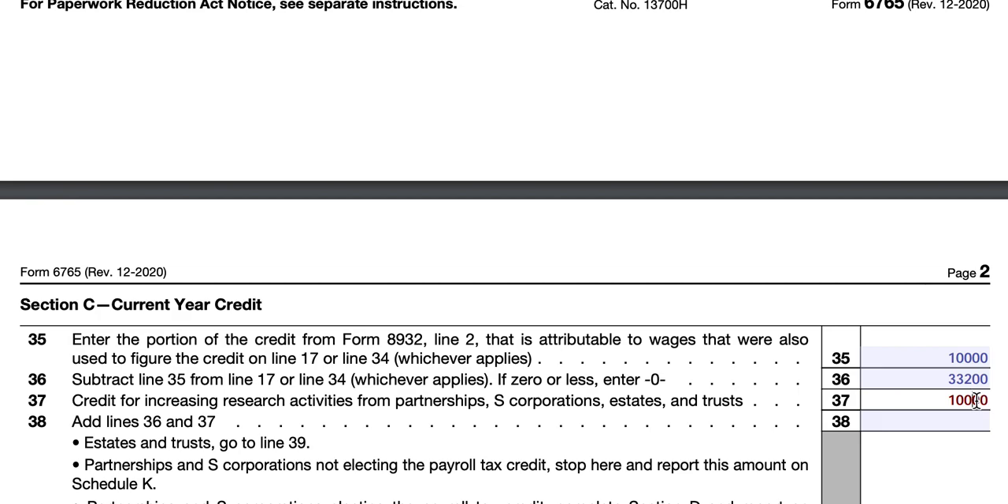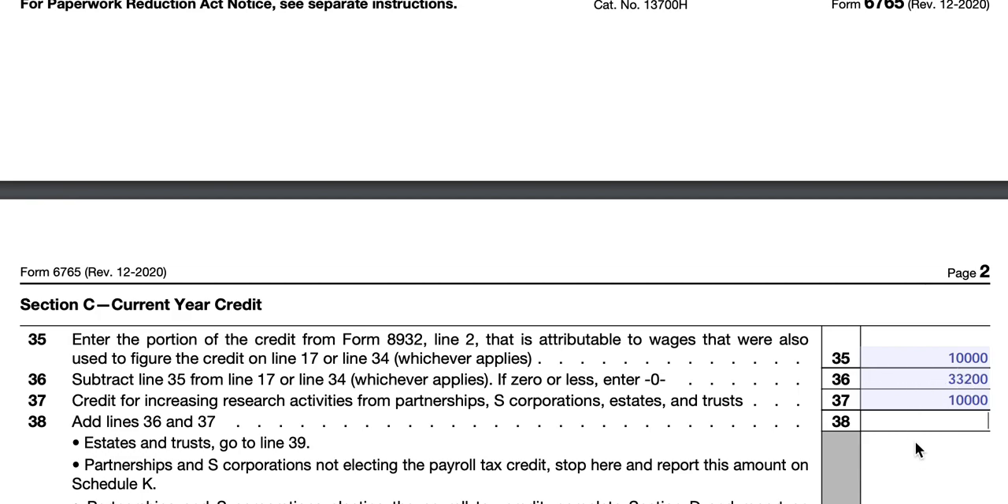Now, eligible small businesses will report the credit on line 4I. All other taxpayers report on line 1C. So look through the form instructions to make sure you understand where you're putting this credit. But if that's the only reason you're claiming this credit on this form, you can just claim it directly on Form 3800. Now in line 38, we're going to add lines 36 and 37.